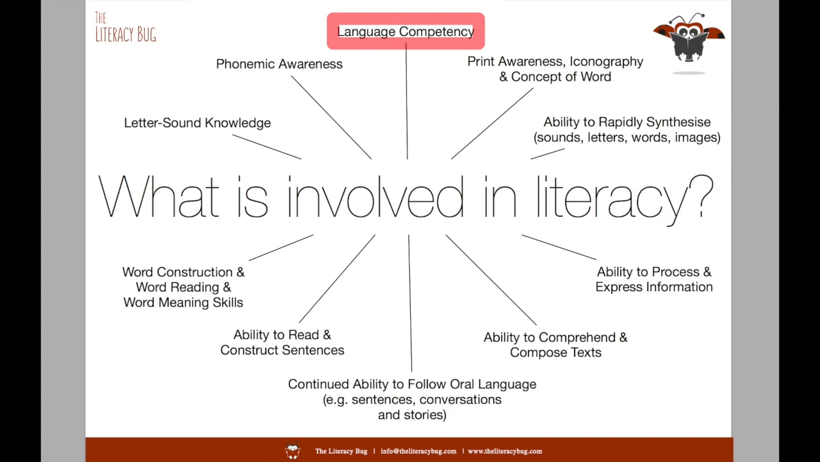So, long story short, language competency is one of the foundation elements of literacy, because language is also something that we use to communicate, but also it's how we encode and explore knowledge. Okay, so wrap a bow on that concept.